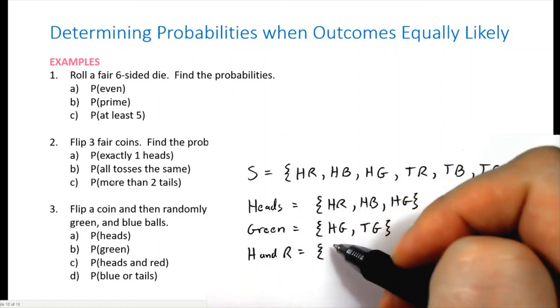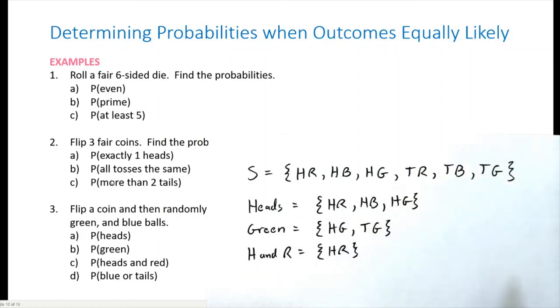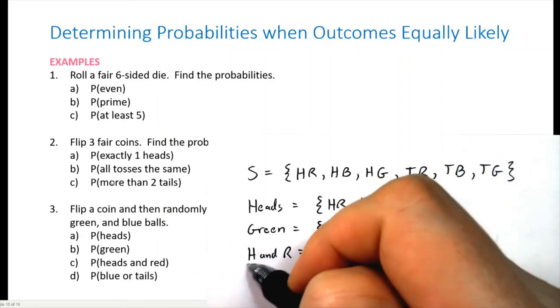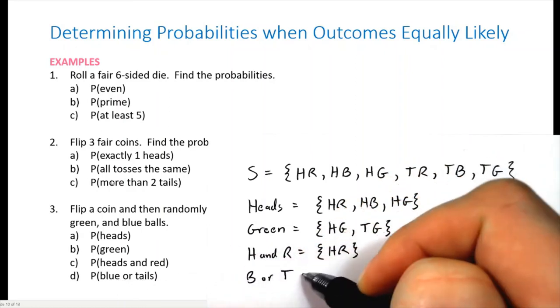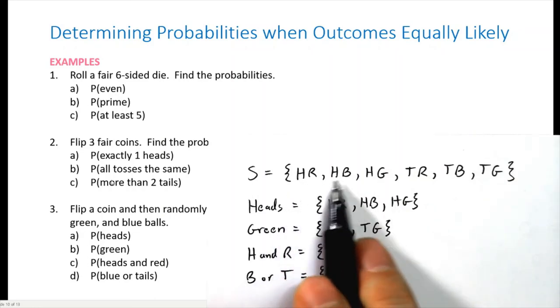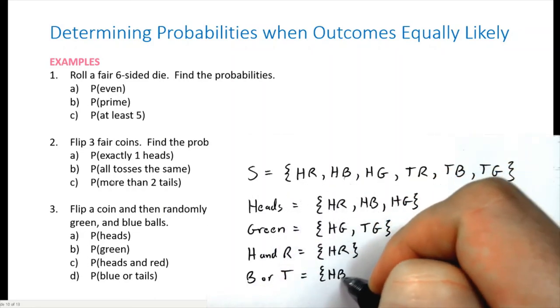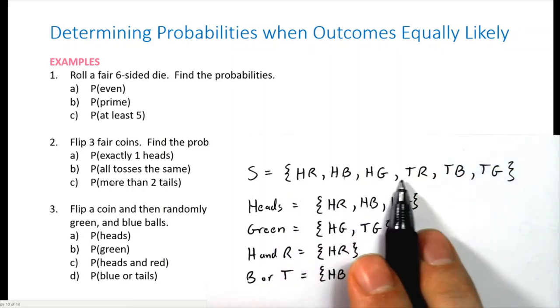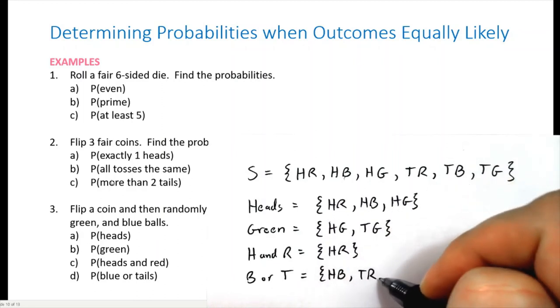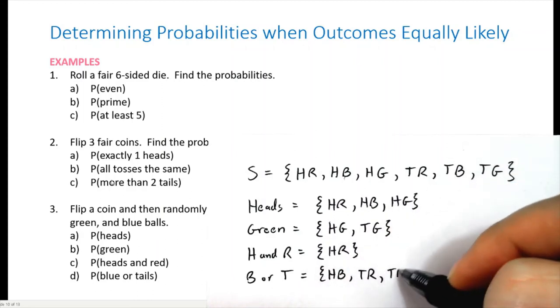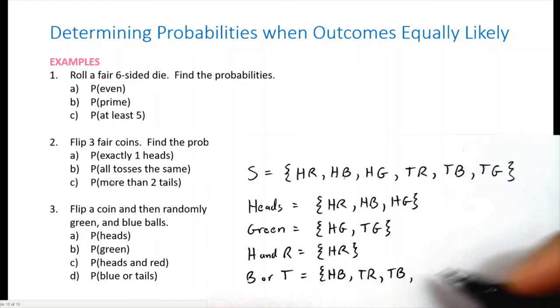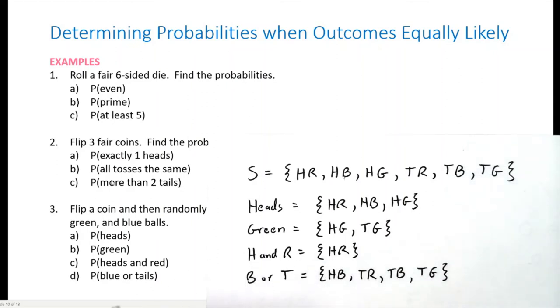Only one, HR. Blue or tails? All right, well, this one's got blue, so HB. This one has tails, so that one counts. This one has tails, so that one counts. That one has both blue and tails. And this one has tails, so it counts. So I just need to make sure it has blue or tails, one or the other. And each one of these has one or the other.